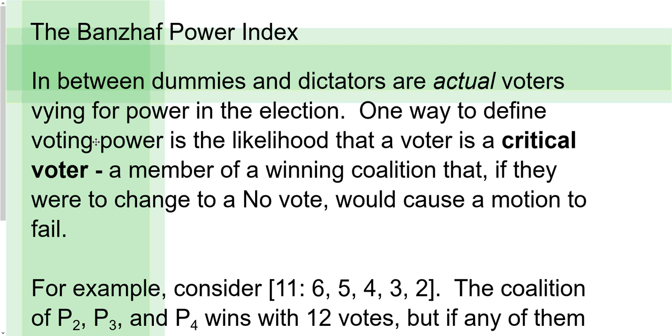So what we're eventually going to do, in between dummies and dictators, are actual voters vying for power. One way we're going to define this is the idea of a critical voter. And that's what we said before. It's a person whose vote actually mattered.